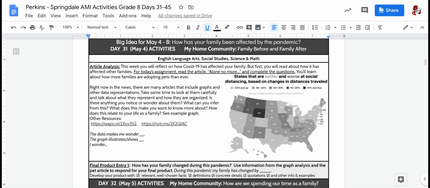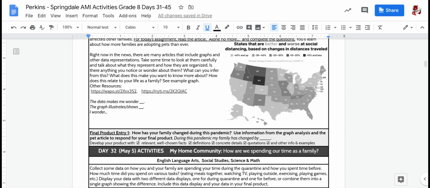Okay, so you are going to answer the questions. This data makes me wonder, blank. The graph illustrates or shows, blank, and I wonder, blank. Then you have a final product entry for day 1. How has your family changed during this pandemic? Use information from the graph analysis and the pet article to respond for your final product. So you might start, during this pandemic, my family has changed by blank.